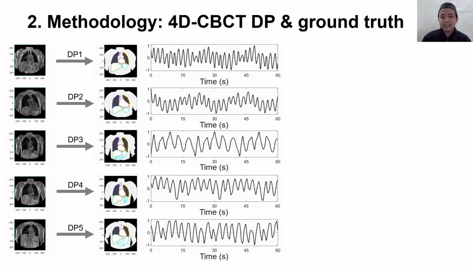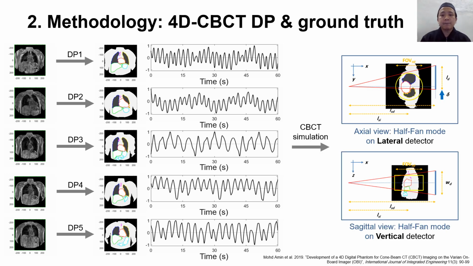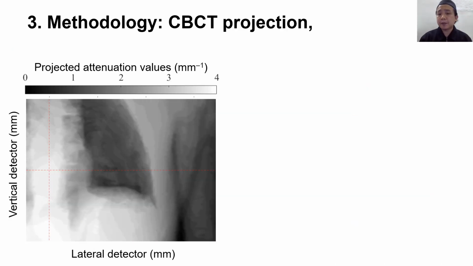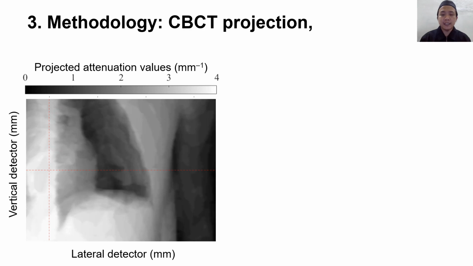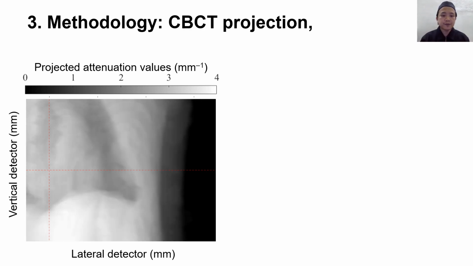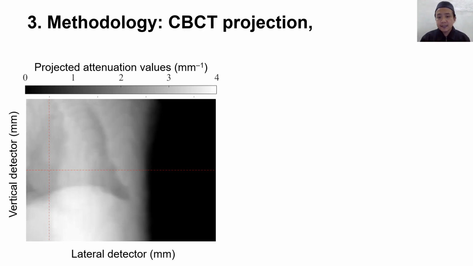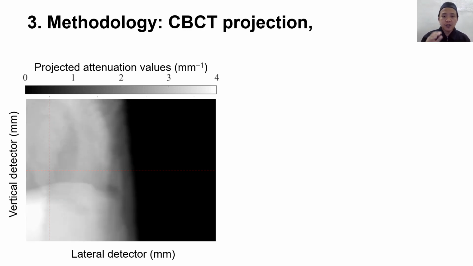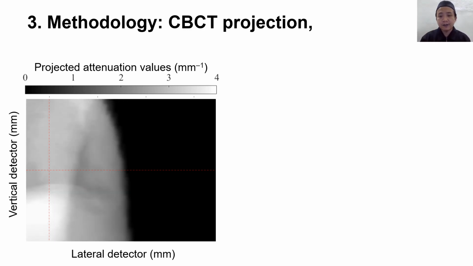Using these 4D CBCT DPs, we simulated another 5 sets of projection data based on the CBCT half-band acquisition operating mode. The setup is typical in external beam radiotherapy treatments, EBRT, for lung cancer patients. Here is an example of the simulated cone beam projection of the DP, obtained from a 360 degrees view angle for approximately 1 minute.